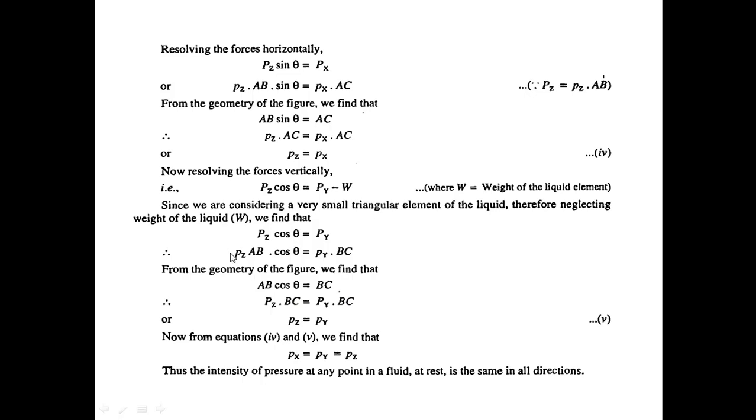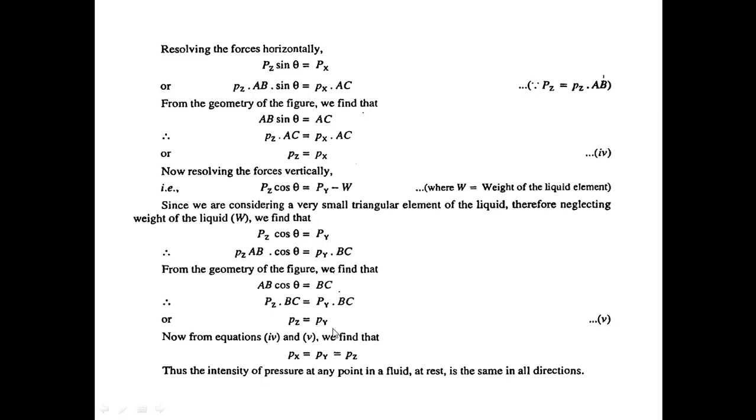Now in this equation put the value of AB cos theta, which is BC, and this equation comes out to be pz BC equal to py BC. BC will cancel out with BC and we will get pz equal to py, which is equation number 5.